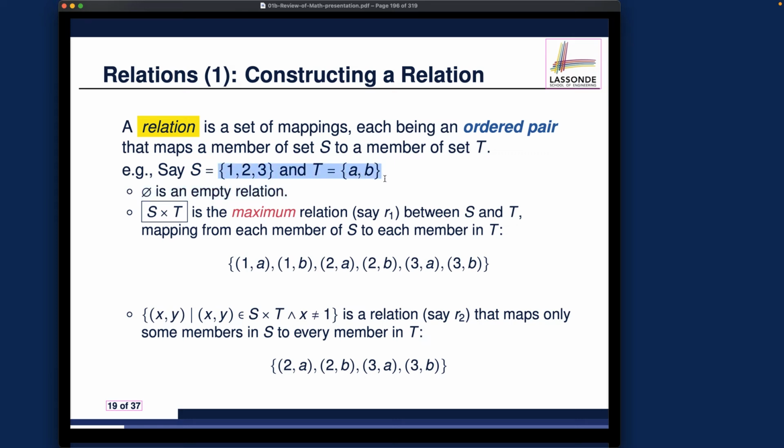It's pretty much like the empty set is always the smallest subset that will be included in the power set of some set. That's kind of analogous. And the second special relation is here. The cross product between the two sets will be the maximum relation between them. This will be analogous to the set itself being the maximum subset in the power set, right?